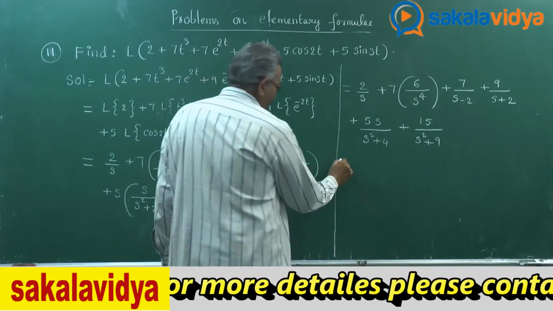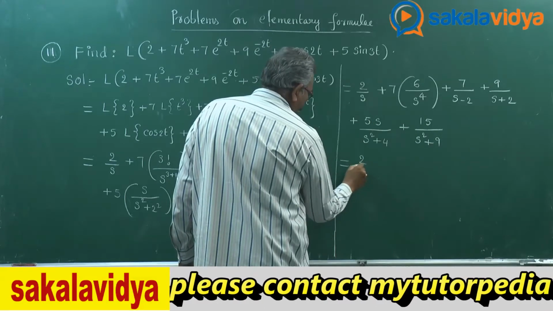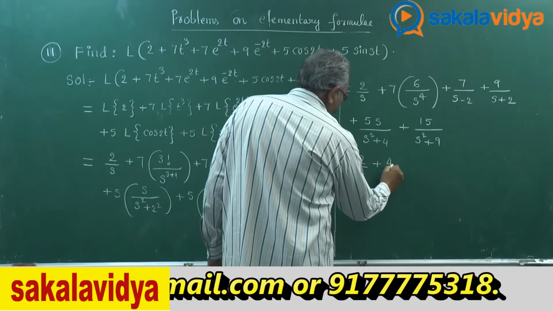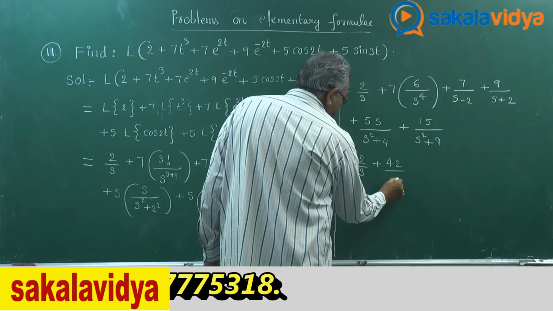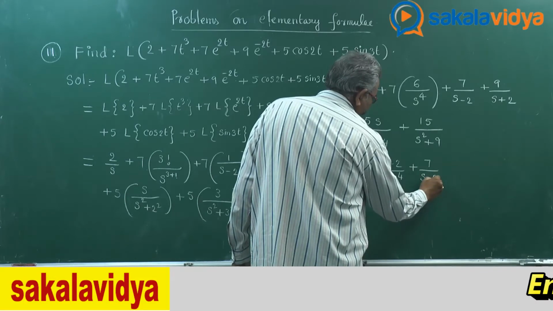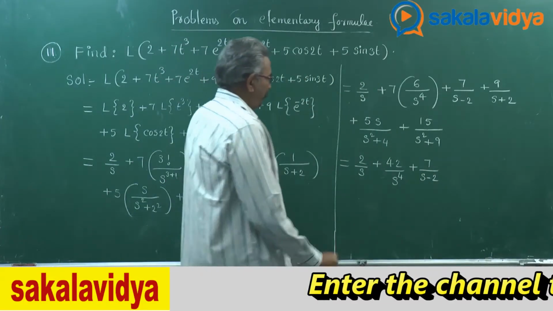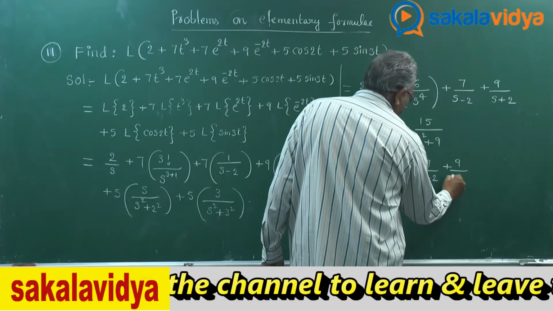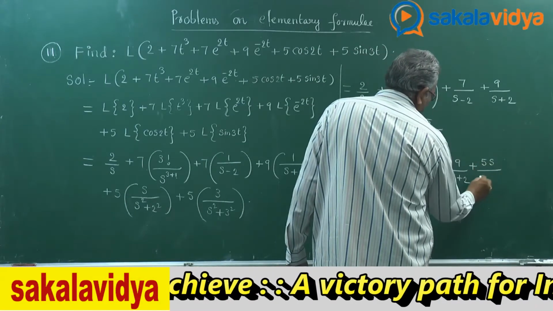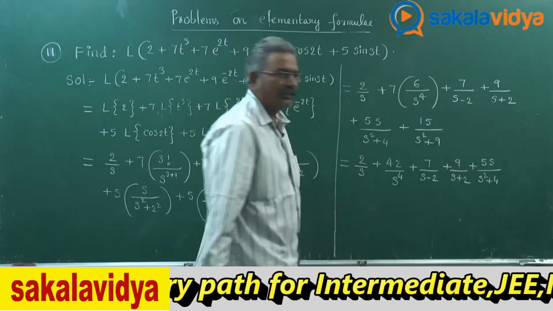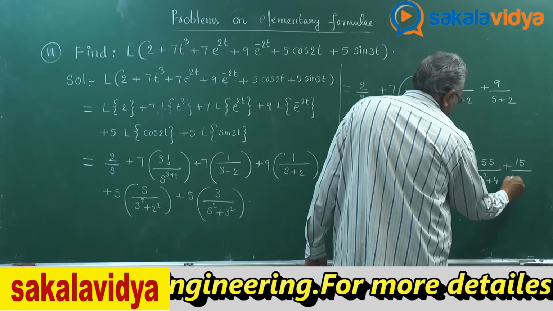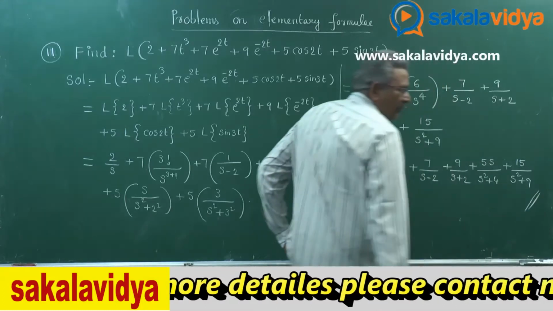Next we write 2 by s, plus 7 times 6 is 42, 42 divided by s raised to 4, plus 7 by s minus 2, plus 9 by s plus 2, plus 5s by s square plus 4, plus 15 divided by s square plus 9. So this is the answer.